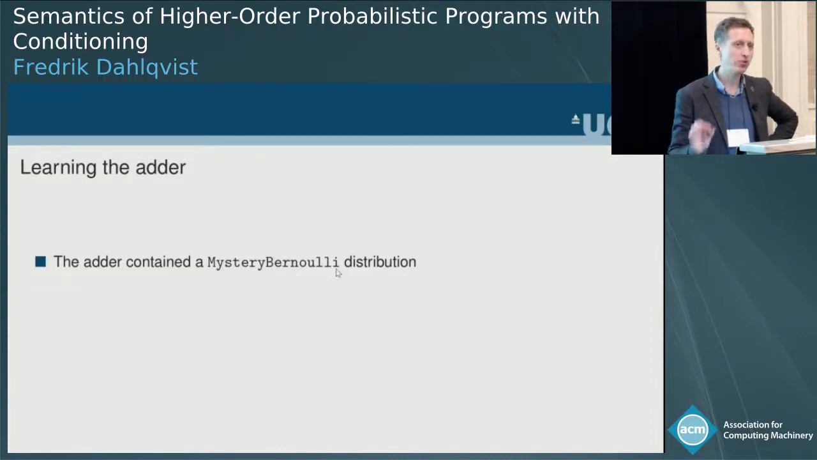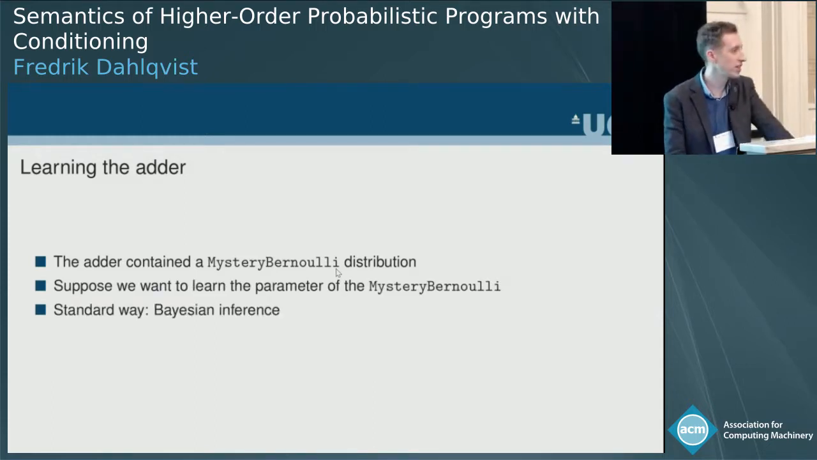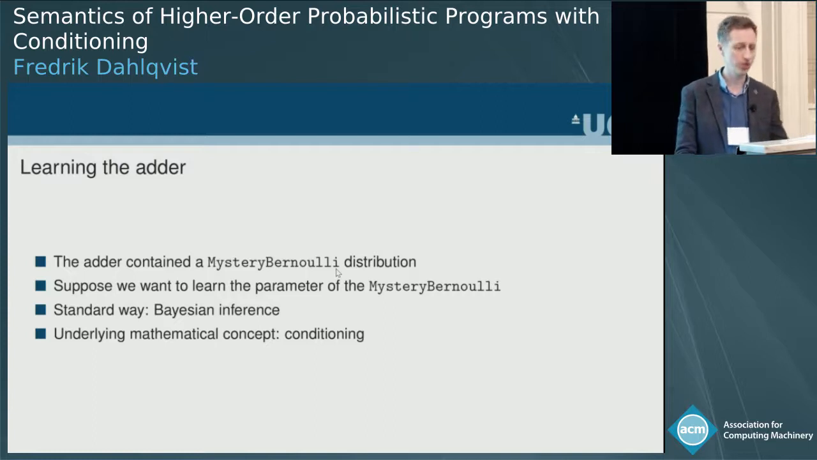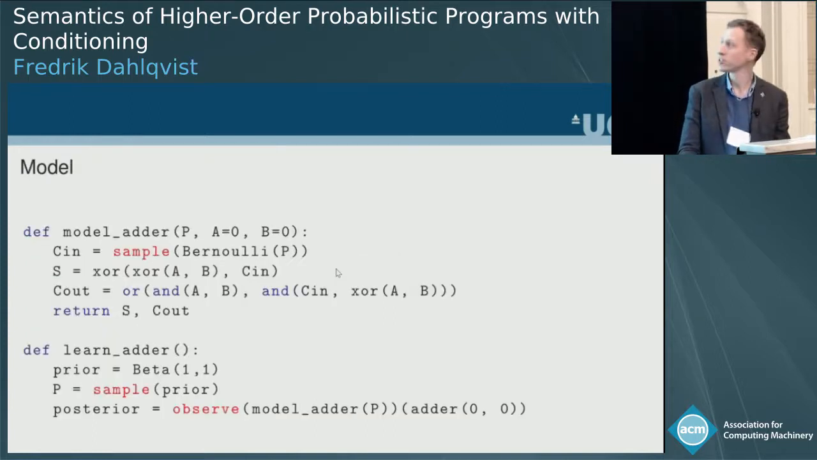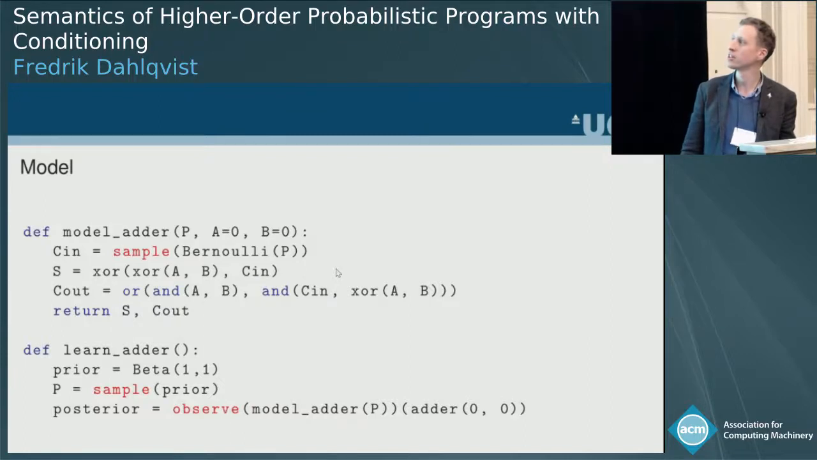Okay, so I'm going to return to my probabilistic adder. And remember, there was a mystery Bernoulli distribution in it. So I was sampling from something I didn't know. And suppose I want to learn this mystery distribution. Then the standard way is to use Bayesian inference. Okay? And the underlying mathematical concept is the concept of conditioning, which I'm going to present now. Okay, so as a model, it's a very simple way of writing how we're going to learn this mystery distribution.